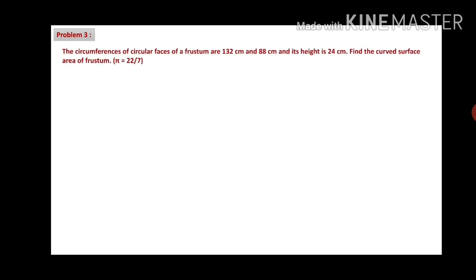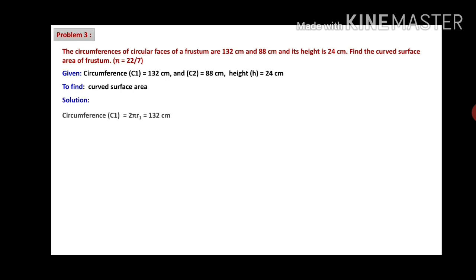The circumference of a circular face of a frustum are 132 centimeter and 88 centimeter. Its height is 24 centimeter. Find the curved surface area of a frustum, that is pi is equal to 22 upon 7. Given that circumference C1 is equal to 132 centimeter and C2 is equal to 88 centimeter, height h is equal to 24 centimeter. We have to find out that curved surface area.